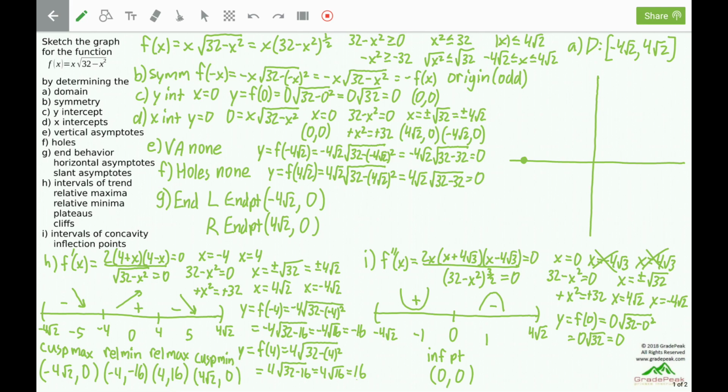So the left endpoint, we will label it. We found it to be negative 4 square root of 2, comma 0. The right endpoint will be the same distance away from the origin, but on the right side, so somewhere about right here. We can label that one as well. So that'll be 4 square root of 2, comma 0.